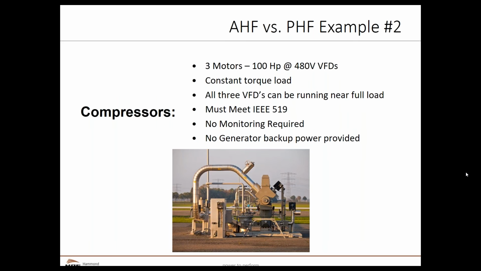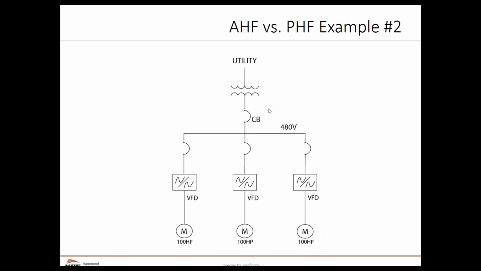Okay, so in this second example, there are 3 100 horsepower VFDs and motors that run compressors. All 3 VFDs can run close to full load. The aim is to avoid ill effects from harmonics and to meet IEEE 519 recommendations. There's no need for monitoring and there's no generator backup power. And this is just the one-line diagram for this case. 300 horsepower of VFDs and motors fed from a 480 volt bus on the utility system.